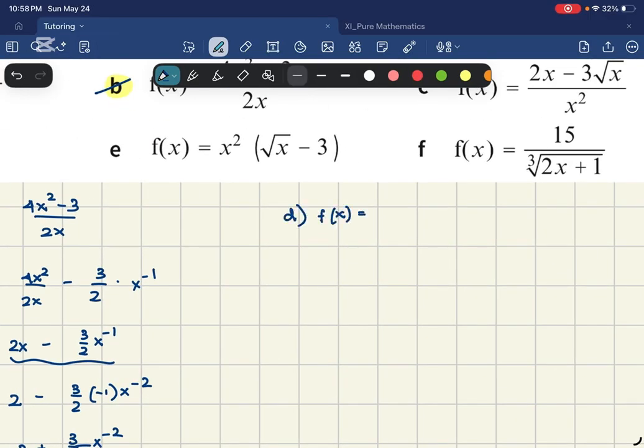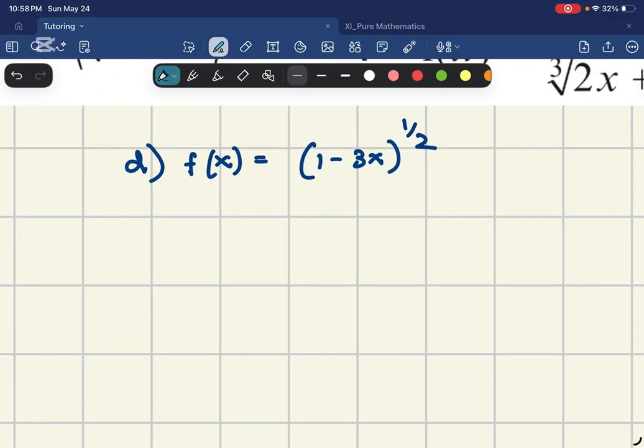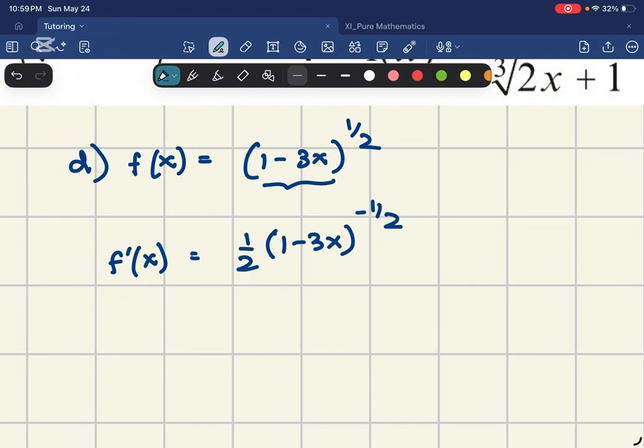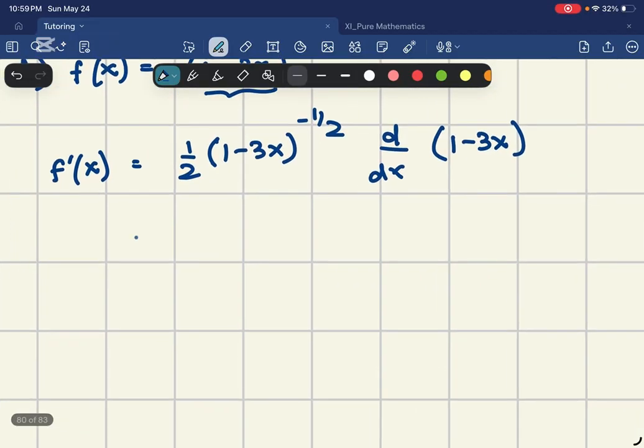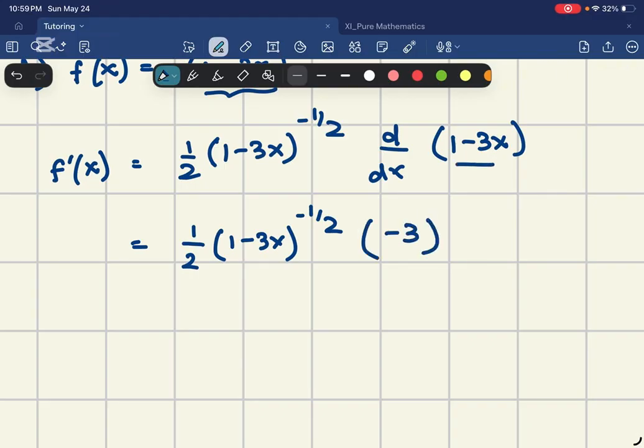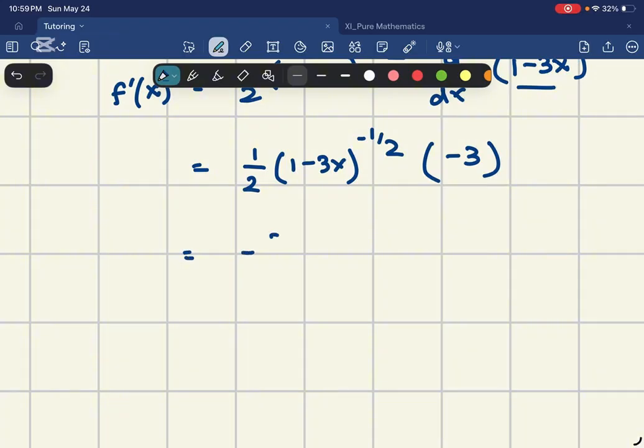f of x is equal to 1 minus 3x to the power half. Alright, so now let's take the derivative. So you have half, you bring the power to the front, 1 minus 3x to the power minus half, right? Half minus 1 is minus half. But there is an x term inside, so you have to differentiate it again. And once I finish differentiating the second part, I will get negative 3. The derivative of this part is going to be negative 3, right? So eventually you get negative 3 over 2, if you simplify, 1 minus 3x to the power negative half.